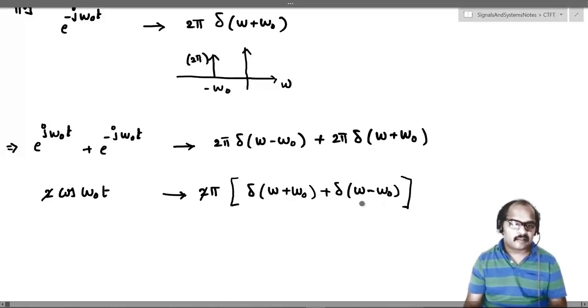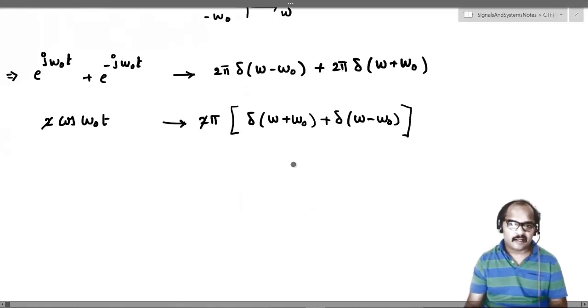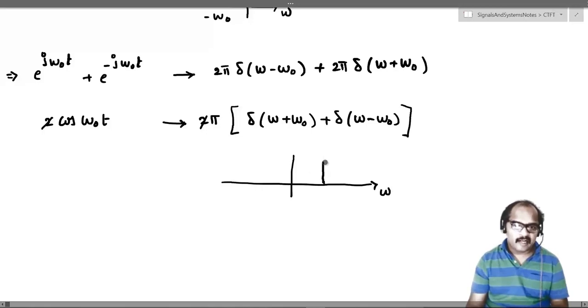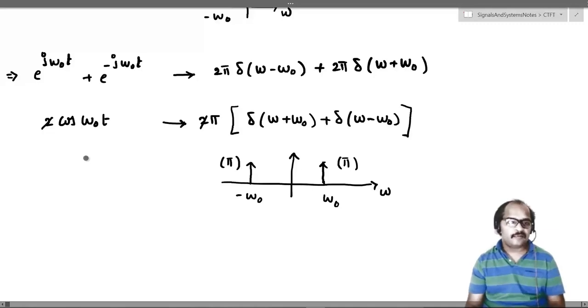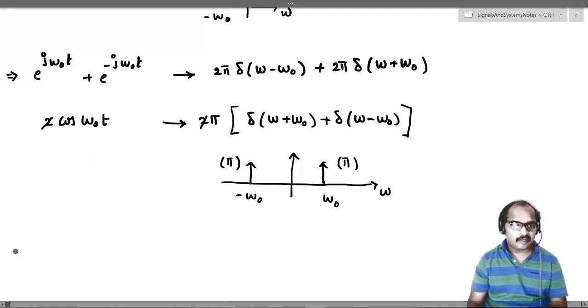And what is the strength of each Dirac delta? That is pi. Okay, now let us try to plot this function. Note that this is in the frequency domain. So what do we have? We have two Dirac deltas. And where are they located? They are located at minus omega naught and plus omega naught, each with strength pi. So that would be the Fourier transform of which signal? Cos omega naught t.